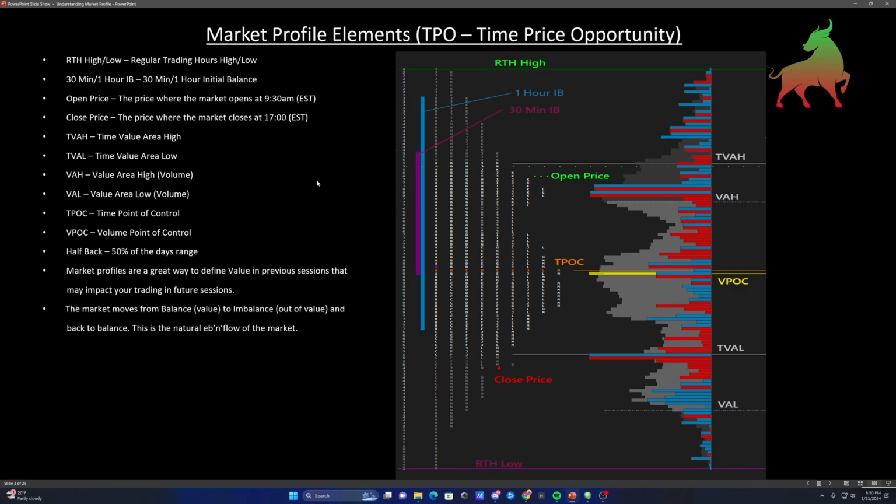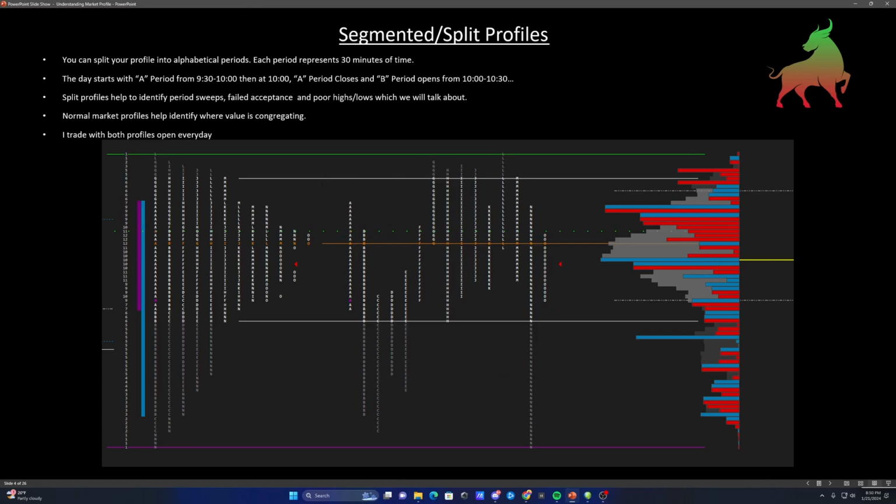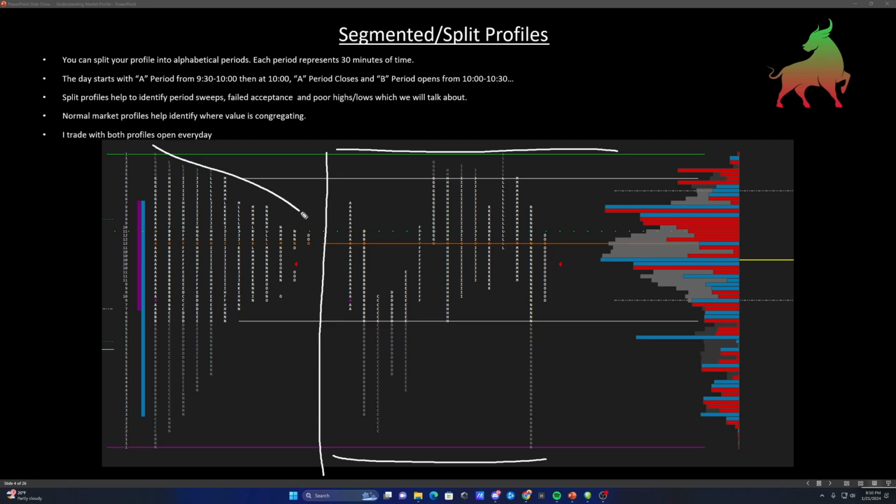Move on to the next slide, where we're going to talk about segmented or split profiles. You can split your profile into alphabetical periods. Each period represents 30 minutes of time. This right here is the segmented or split profile, and this is our standard market profile where everything is squished together. At the start of the day, A period opens. A period represents the first 30 minutes, so from 9:30 to 10 o'clock, that is A period.